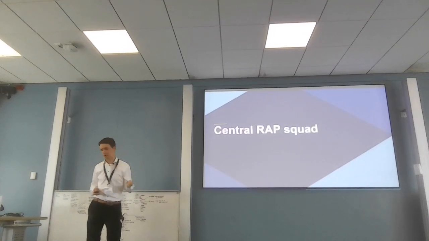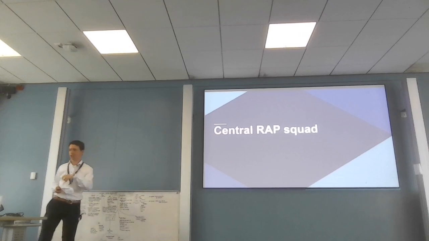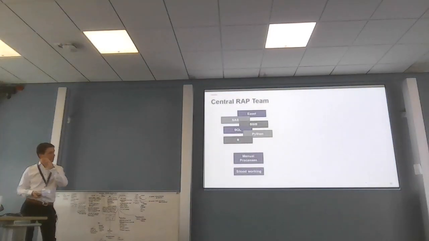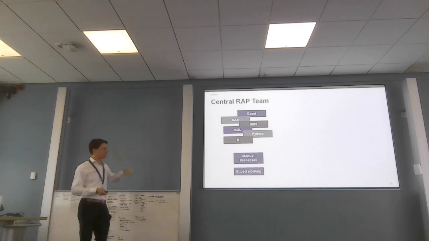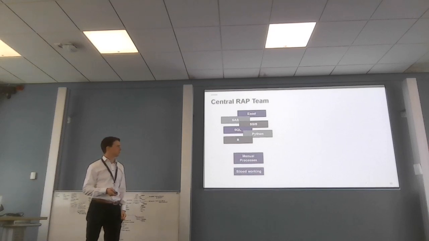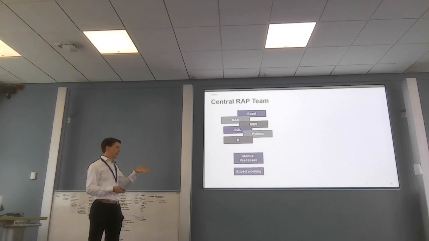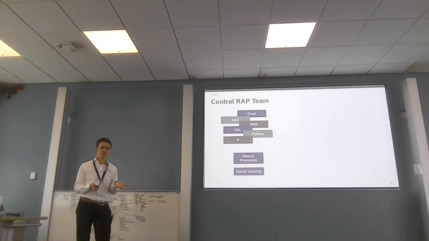So, before I get to those 4 game-changing things, the pre-game changer was having a central RAP squad. As I said before, we had all this complicated set of technical stuff like Excel, SAS, SQL, Python, R. We had all these manual processes people were cranking by hand, and we had a lot of siloed work. So how do you get around this?